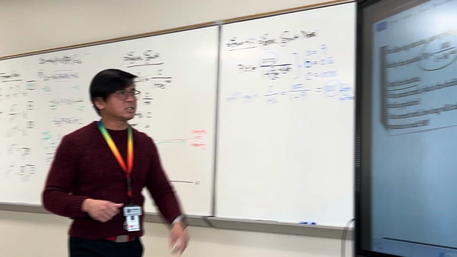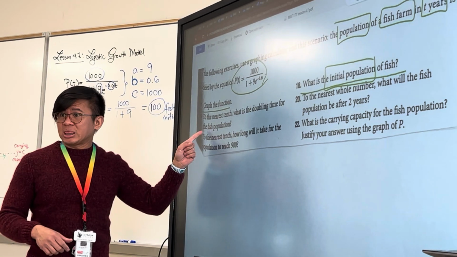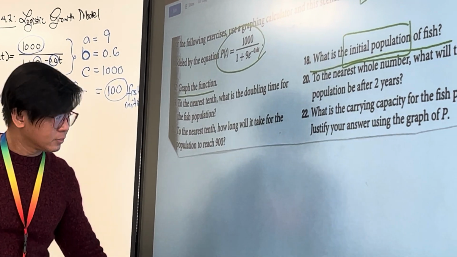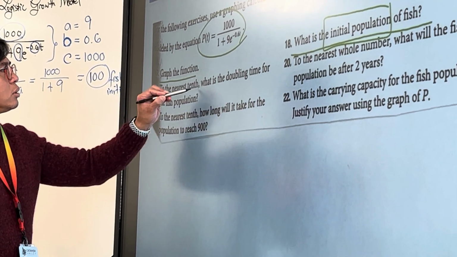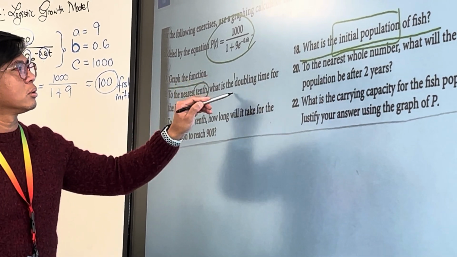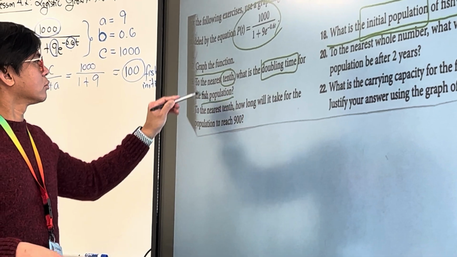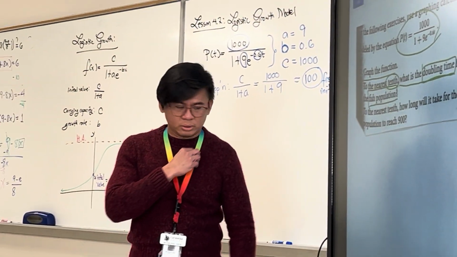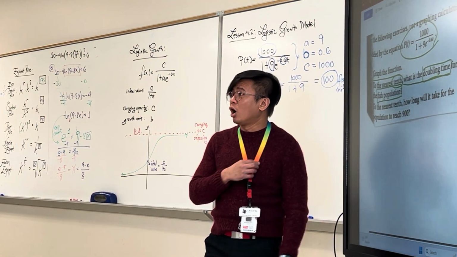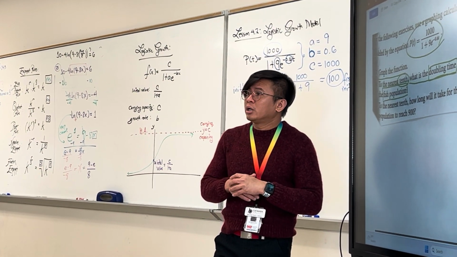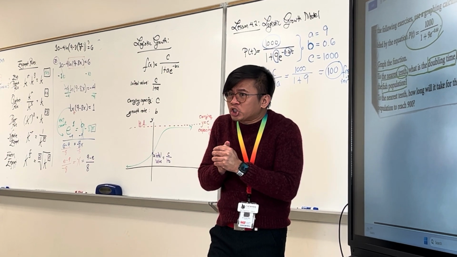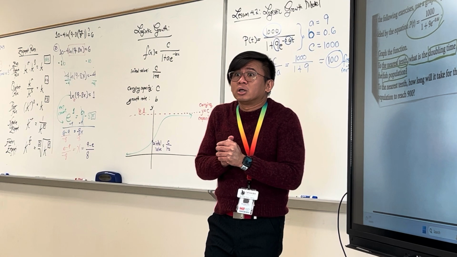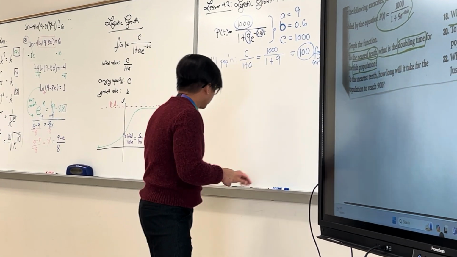Okay. Next, let's read number 19. Hampton, go ahead, please. To the nearest tenth, what is the doubling time for the fish population? Simply said, how long will it take for 100 fish to be how much? What's the double of 100 fish? 200. Very good, that's correct.